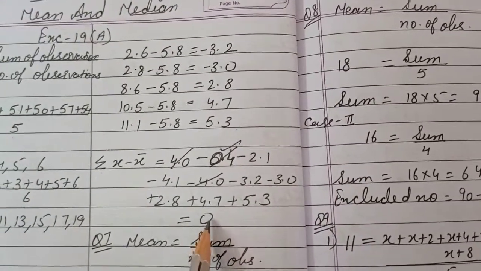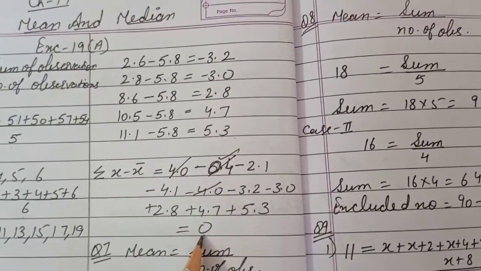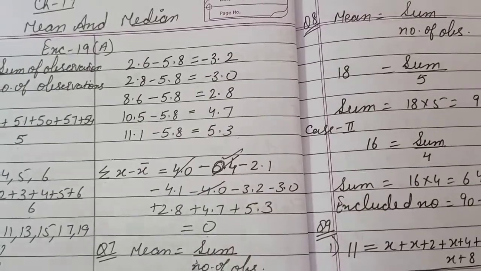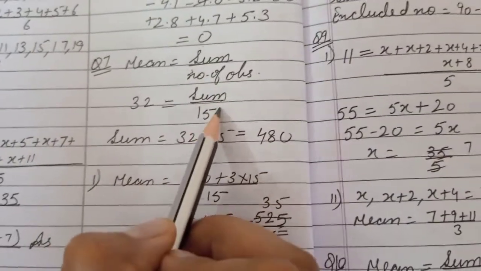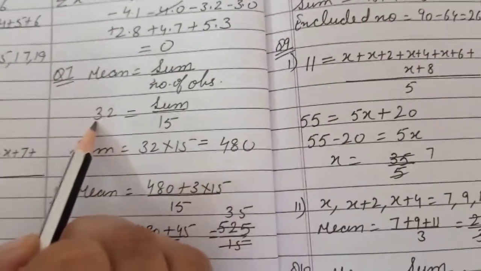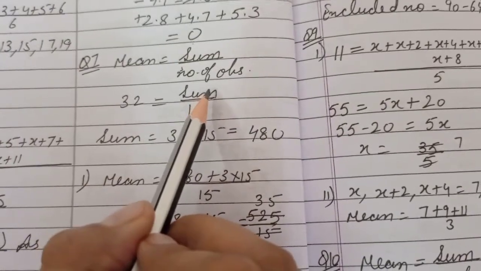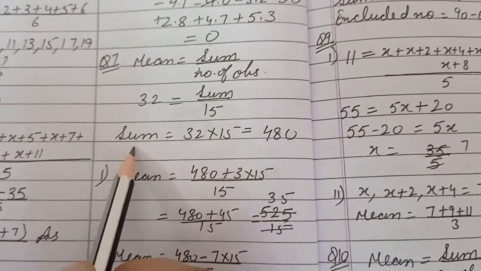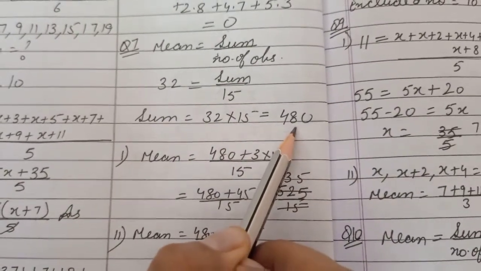In that case, we proved the first property: the sum of deviations from the mean is always equal to 0. Seventh question, the mean of 15 observations is 32. First, we'll find the sum. So the sum is equal to 32 into 15, that is 480. This is what is given to you.